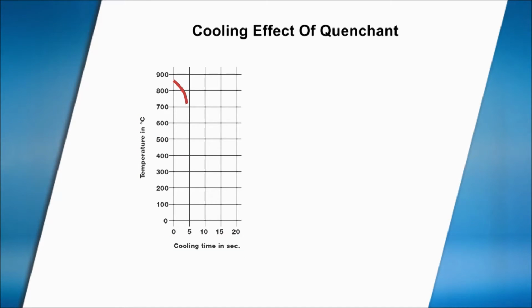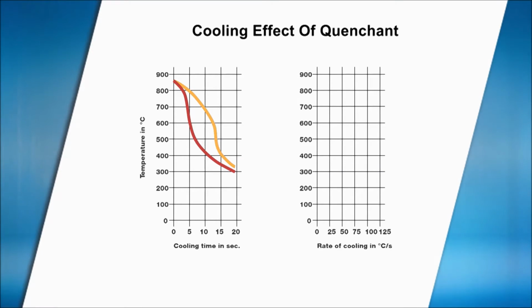The red line on the cooling time graph shows higher speed, as compared to the yellow line showing lower cooling speed of the product. Now we move on to the rate of cooling curve on the right side of the diagram. Here, the red line indicates the typical cooling characteristics of the faster quenching oil, as compared to the yellow line, which depicts the slower cooling rate of the quenching oil.